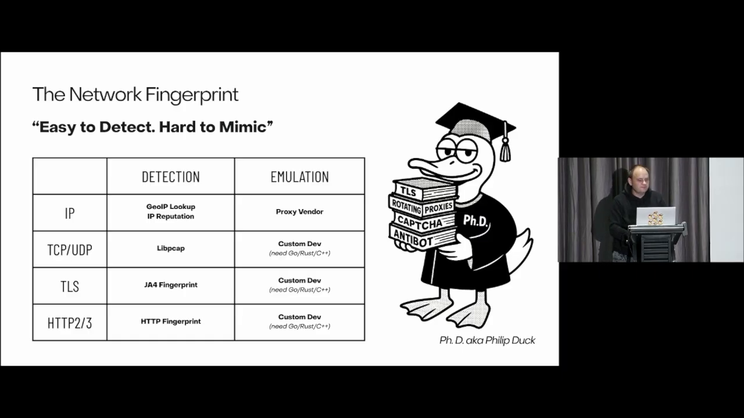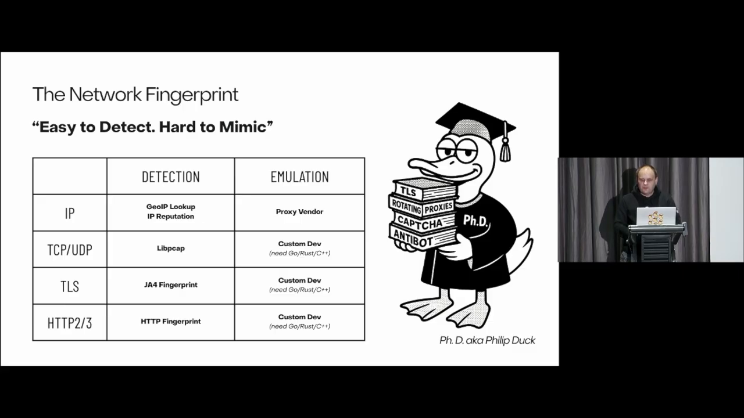So first up, the network fingerprint. Fingerprints are easy to detect, hard to mimic. Let me break down that layer by layer. On the detection side, it's almost too easy, to be honest.